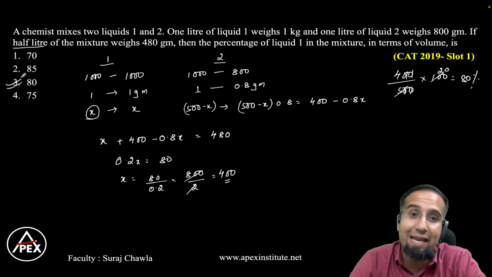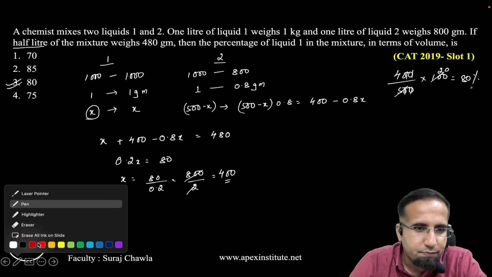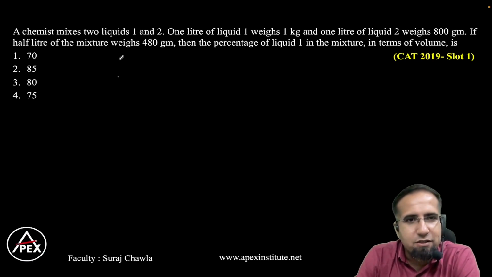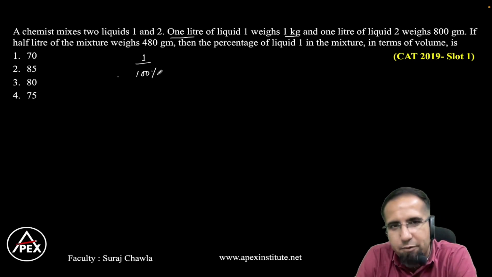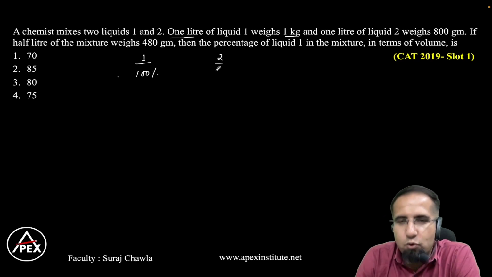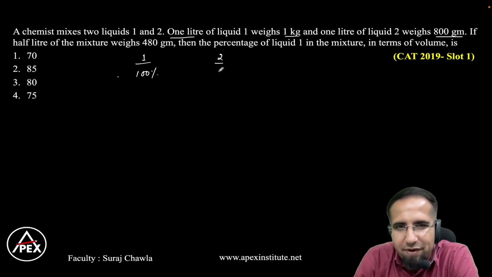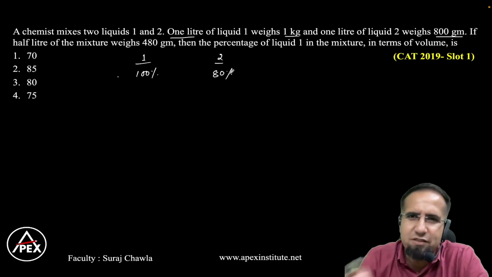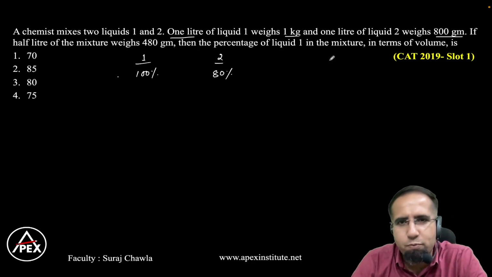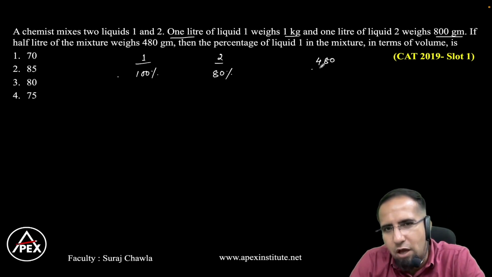Yes, we can also apply alligation here. Let's understand how to apply alligation here. So, I can apply alligation in the form of: in liquid 1, I have 1 liter of liquid gives me 1 kg. That means roughly I can assume that the conversion rate is 100%. In liquid 2, I have 1000 ml gives me 800 grams. That means roughly 800 out of 1000 gives me how much, guys? 80%. So I can assume that in liquid 1, the conversion is 100%, and in liquid 2, the weight to ml conversion is 80%, and the output gives me 400 grams out of 500 ml.